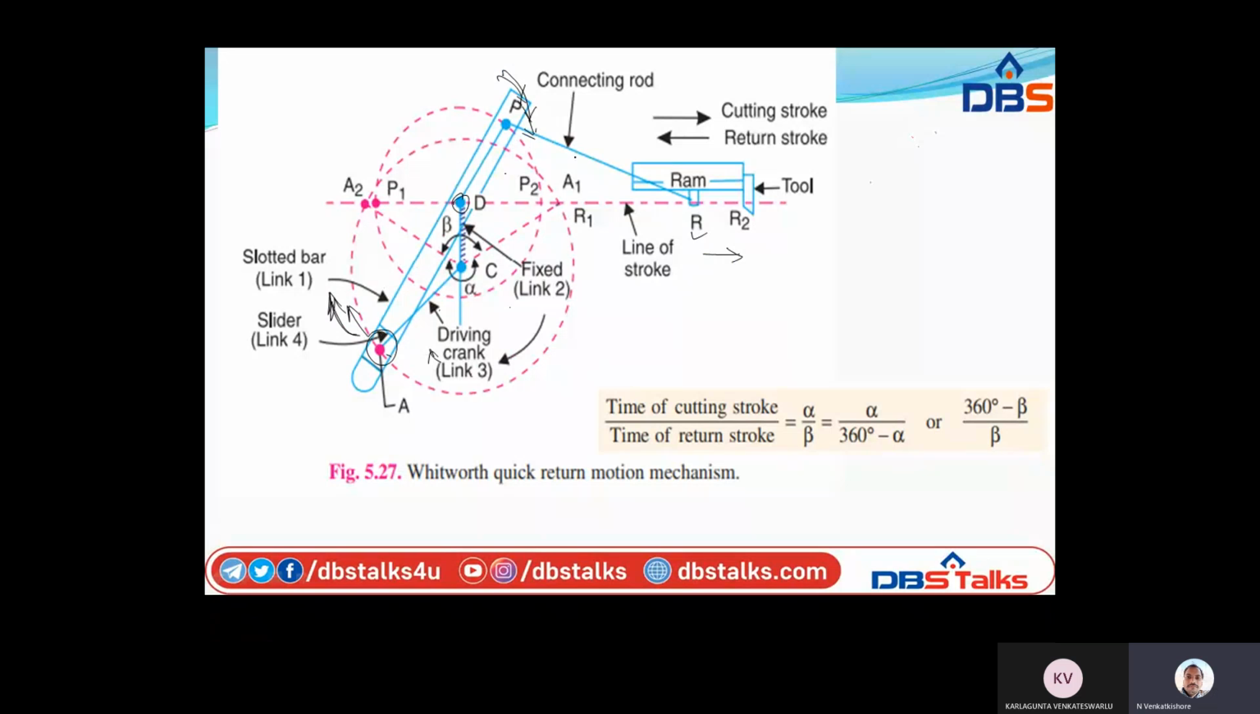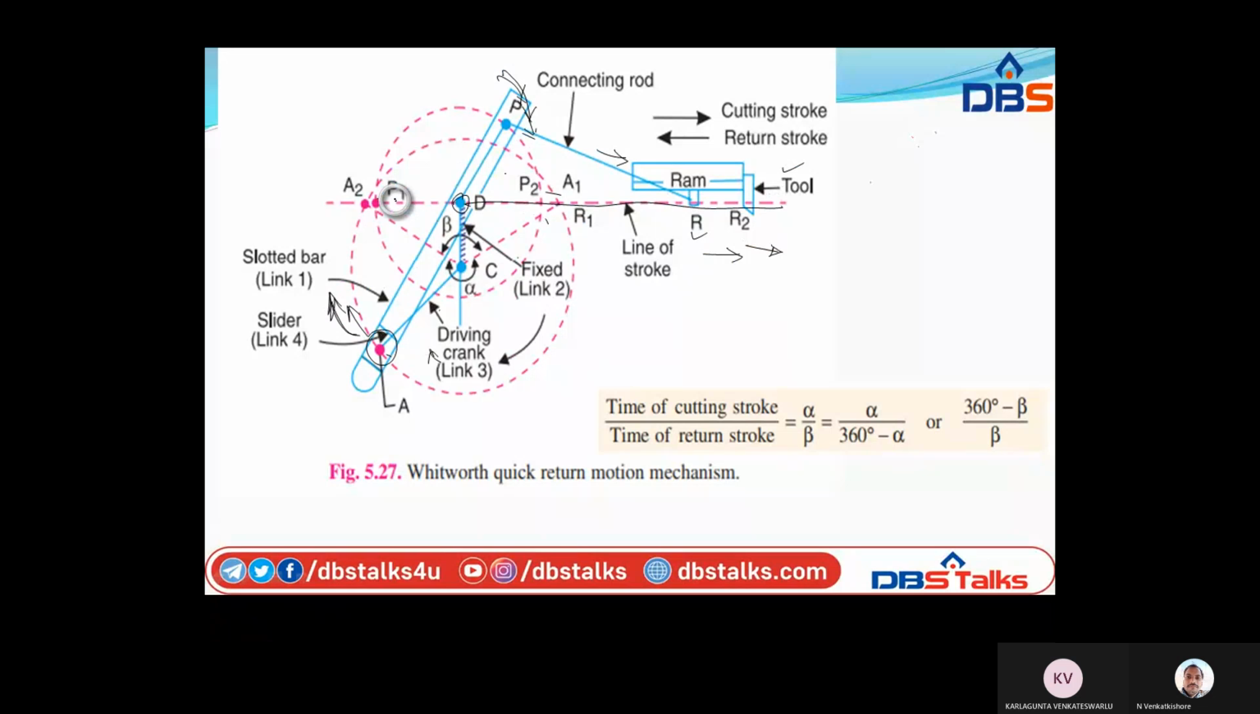Automatically the connecting rod will push the ram towards the cutting stroke. So this is the cutting stroke by the tool, which carries the cutting tool that is to be fixed. The motion of the tool is constrained along the line, this is the movement of the tool, along this straight line which is passing through it. So whenever it comes down, like this the operation is movement.